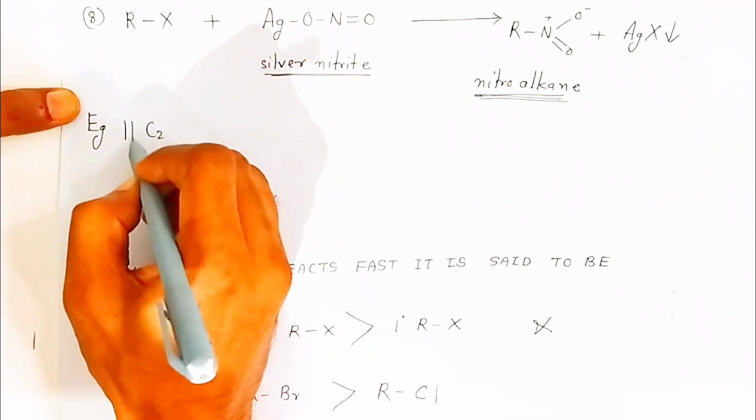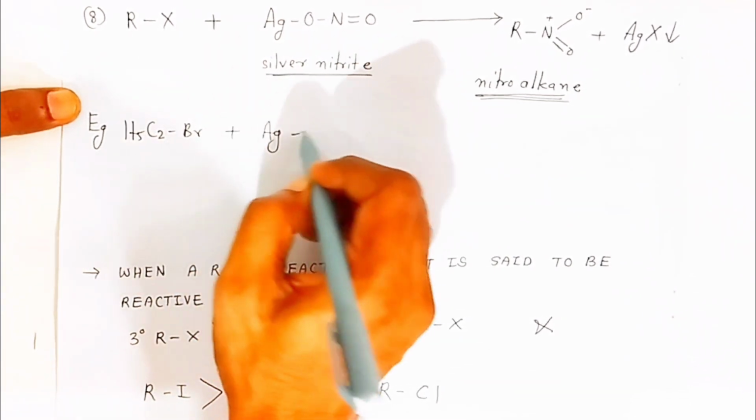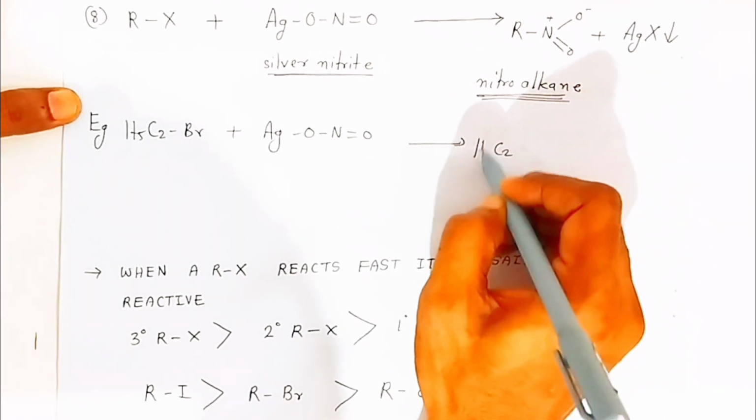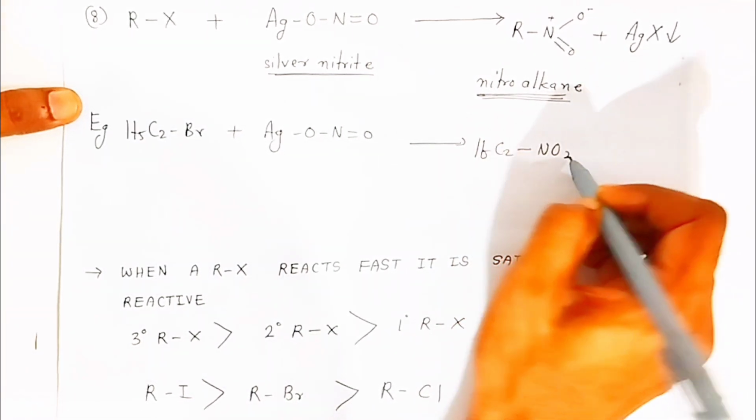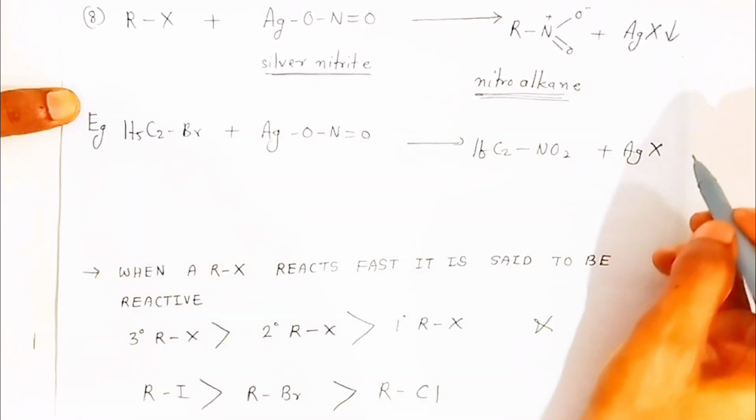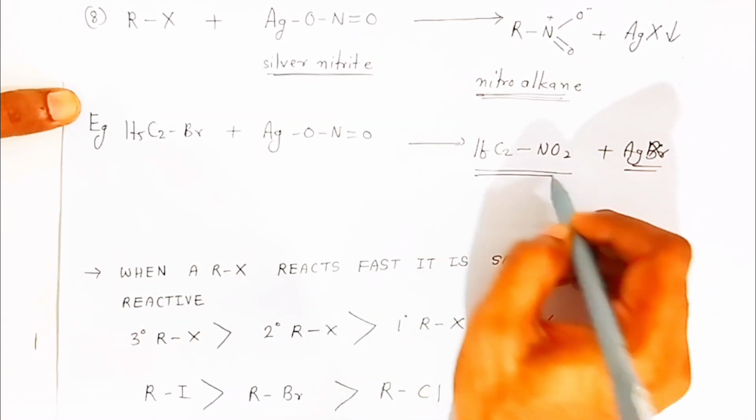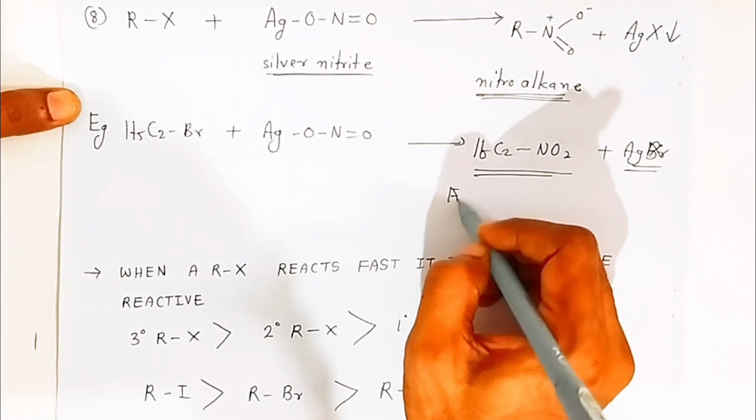Say for example, ethyl bromide when reacted with silver nitrite will give you C2H5NO2 and silver bromide. Here, students, we have used bromide, so silver bromide will be the product. So this way, students, you have got nitroethane.